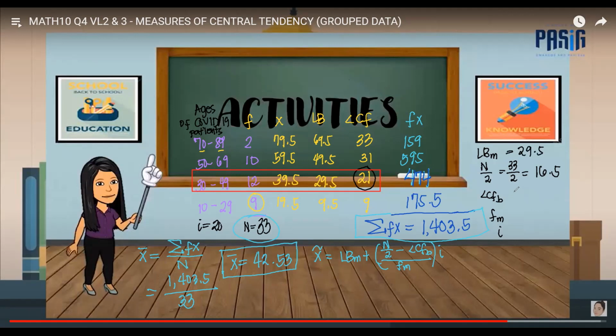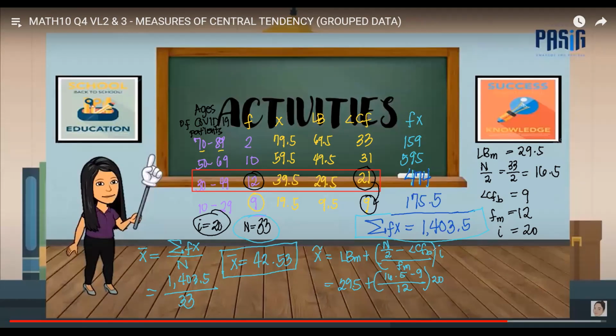Then after that, yung kanyang cumulative frequency below ay 9. Yung frequency niya ay 12. At yung I ay 20. Tapos, substitute natin. Okay? So, pag sinubstitute natin yan, ang magiging value ng LB natin ay 29.5 plus 16.5 minus 9 divided by 12 times 20.